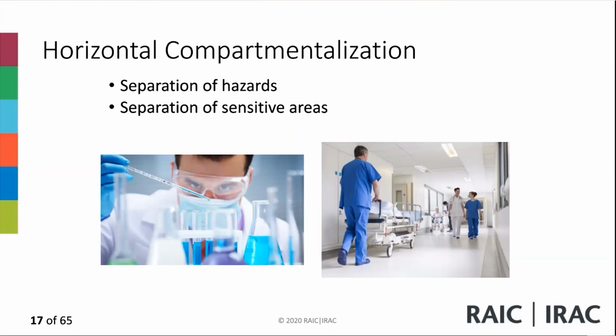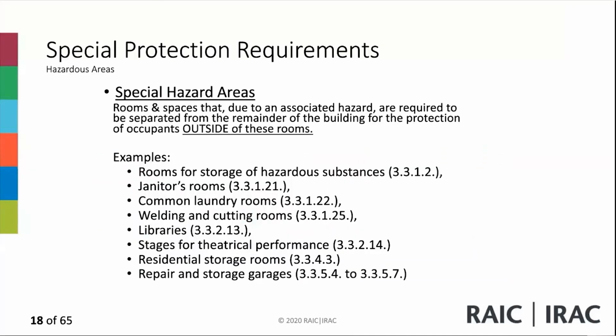Okay. So we talked about horizontal compartmentation, corridors, specific areas, sensitive areas, special hazard areas. Special hazard areas are rooms and spaces that, due to an associated hazard, are required to be separated from the remainder of the building for the protection of occupants outside the rooms. So let's take a look at those special requirements. Example 3.3.1.2.